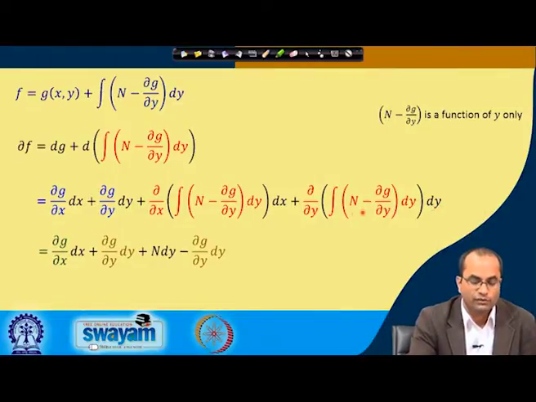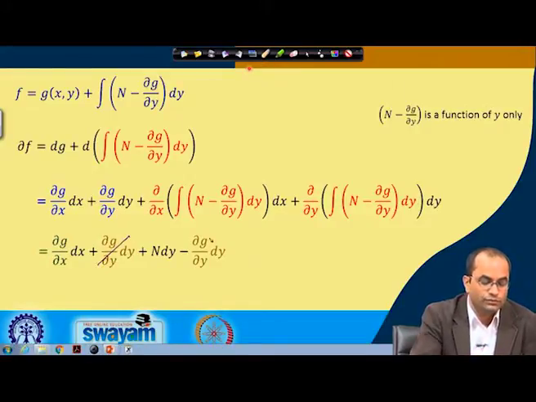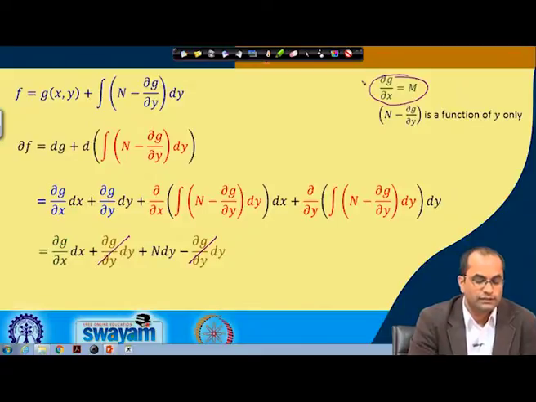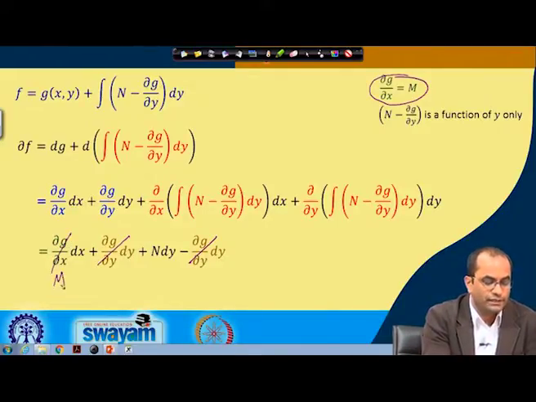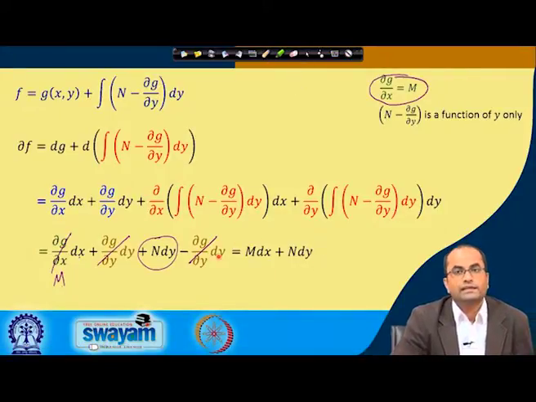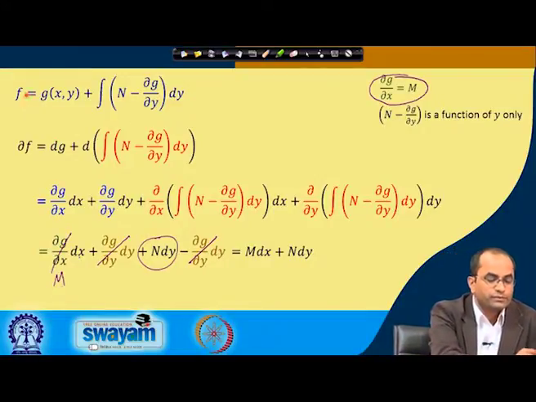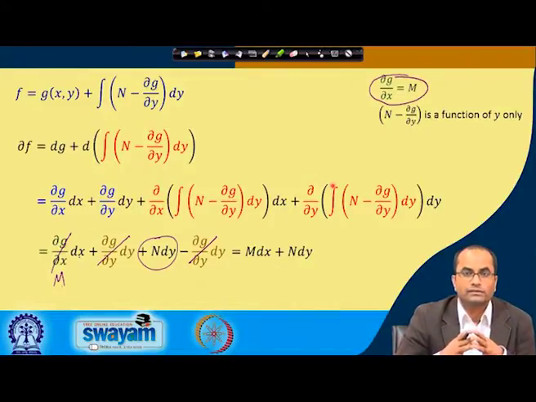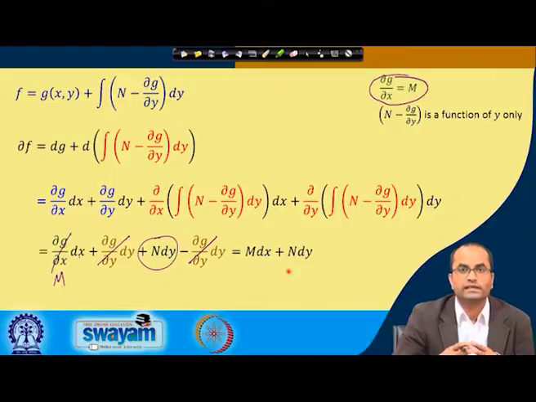So, here we have n dy as one term, and the other term will be del g over del y into dy. Now, these two terms cancel each other out, and then we get del g over del x dx plus n dy, and del g over del x is nothing but m. So, what we get is m dx plus n dy, which is what we wanted to show. So, this is the f which solves the purpose, the differential of this f. So, there exists an f once we assume that this necessary and sufficient condition holds. We can construct such an f whose differential is exactly equal to m dx plus n dy.